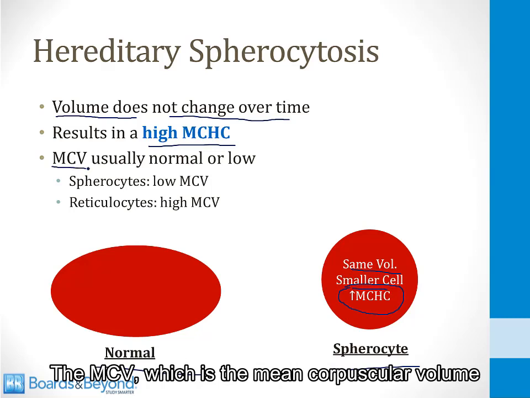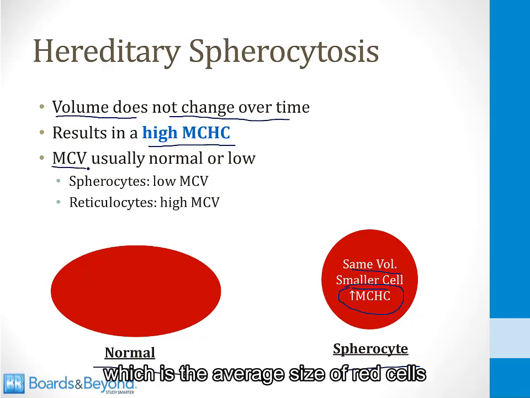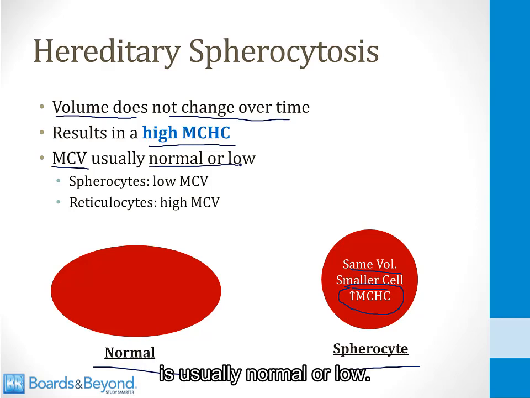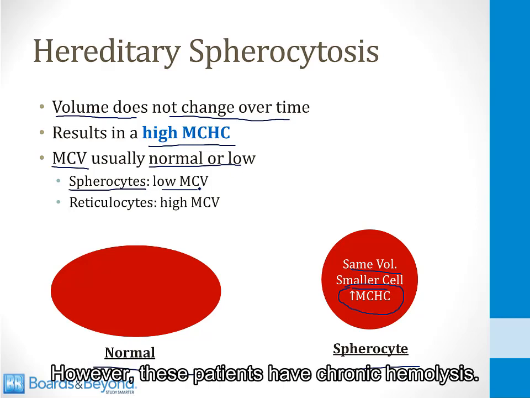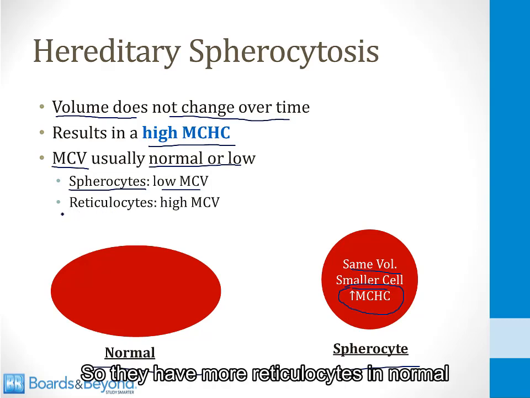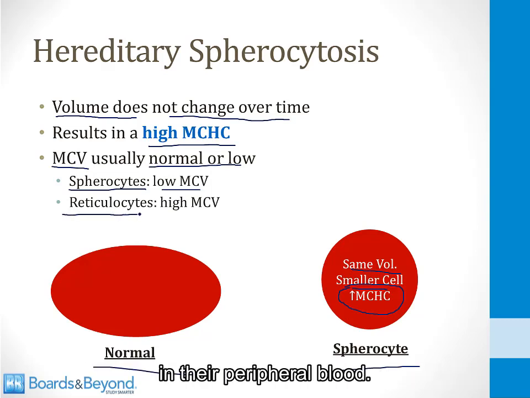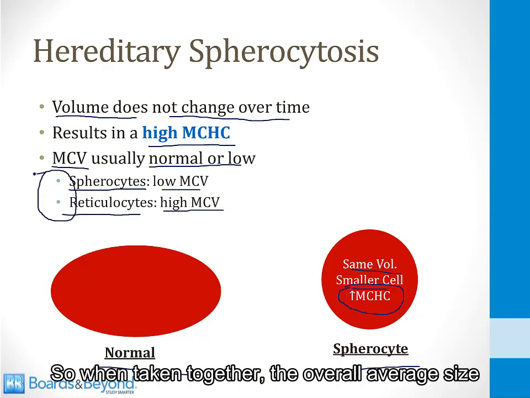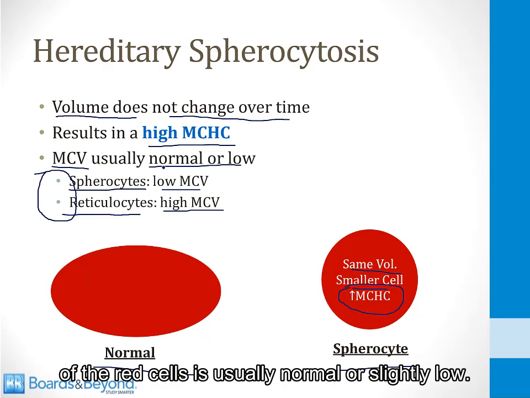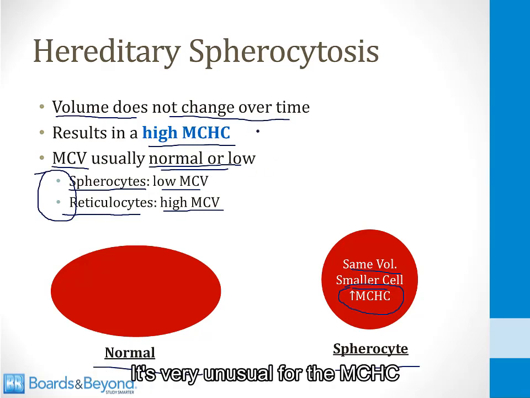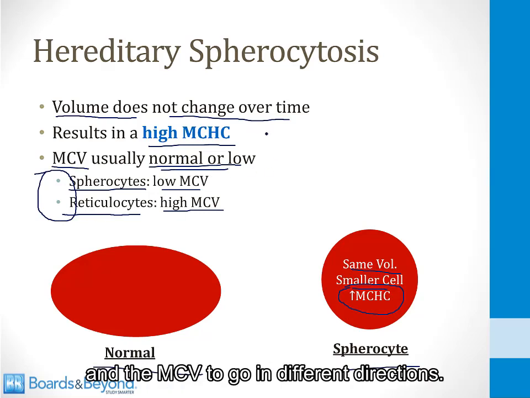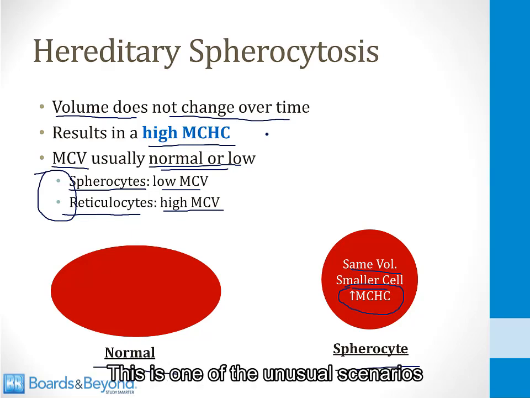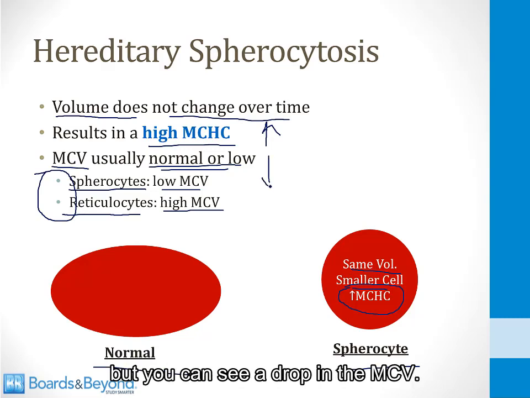The MCV, which is the mean corpuscular volume, which is the average size of red cells, is usually normal or low. That's because the spherocytes are small, so they have a low MCV. However, these patients have chronic hemolysis, so they have more reticulocytes than normal in their peripheral blood. The reticulocytes are larger than usual. They have a high MCV, so when taken together, the overall average size of the red cells is usually normal or slightly low. It's very unusual for the MCHC and the MCV to go in different directions. Usually they go together. This is one of the unusual scenarios where you see a rise in the MCHC, but you can see a drop in the MCV.